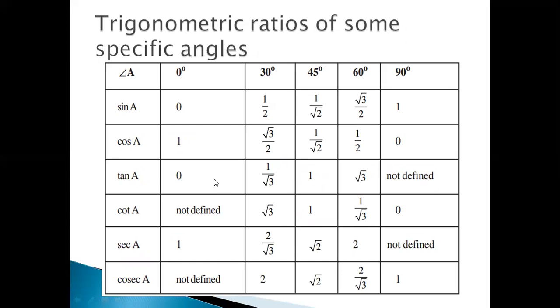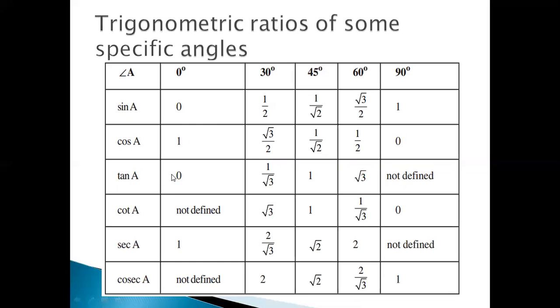Suppose triangle ABC is a right angle triangle, and with respect to angle A, sine A, that means sine 0 degrees, the value is 0, and sine 30, I have just explained how it has come, it is 1 by 2, and sine 45, I have also explained, is 1 by root 2, and sine 60 is root 3 by 2, and sine 90 value is 1. Now cos 0 degrees is 1, cos 30, which I just explained, is root 3 by 2. And cos 45, also explained, is 1 by root 2, and cos 60 is 1 by 2, and cos 90 is 0.